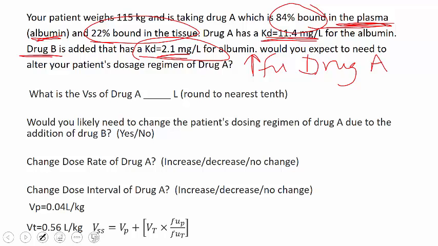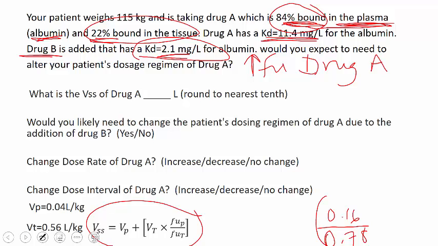All right, so what is the VSS of drug A? Well, remember, VSS is the plasma volume plus the tissue volume times the fraction unbound in plasma over the fraction unbound in tissue. So we know the fraction bound is 84%. So what's the fraction unbound going to be? 16%, right? We'll put that in the numerator there. And the fraction bound in tissue is 22%. So what is the fraction unbound? 0.78, right?